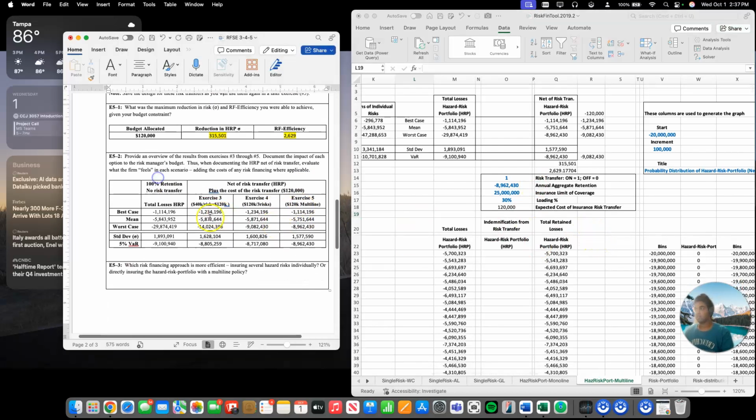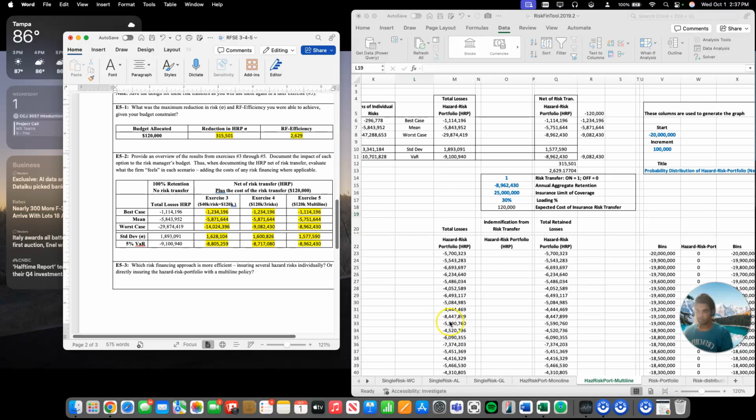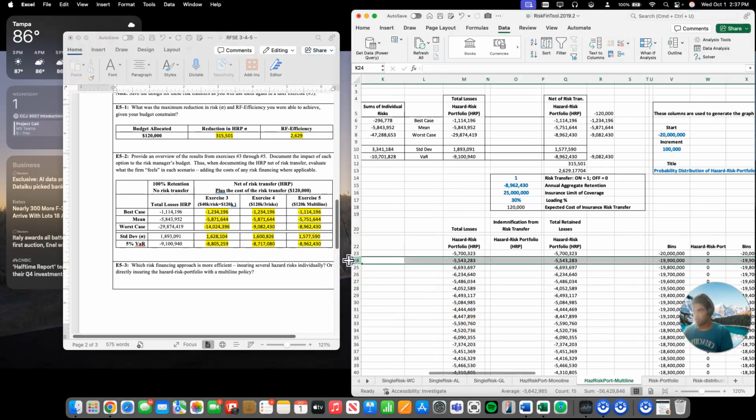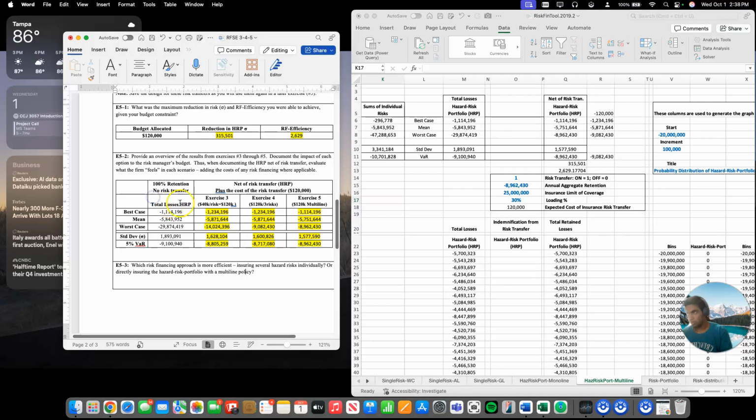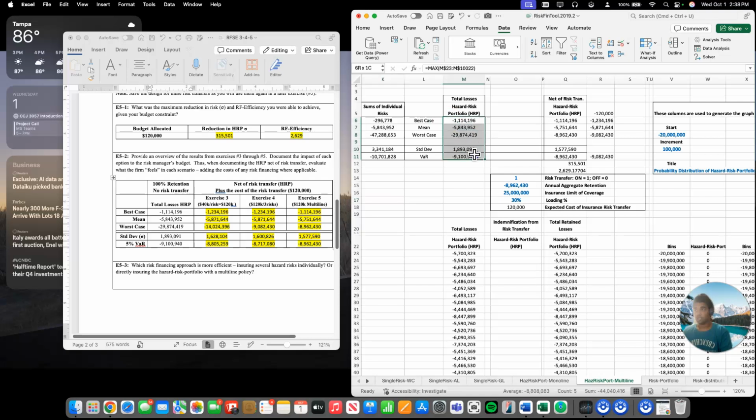Now you might be looking here and asking yourself, what the heck is this? There is way too much on my screen. And you'd be right. Why don't we take a look at how we got all these numbers? If you look here, total losses HRP, these numbers right here are the exact same as these numbers right here. Can you see that? These are the very same as these numbers.